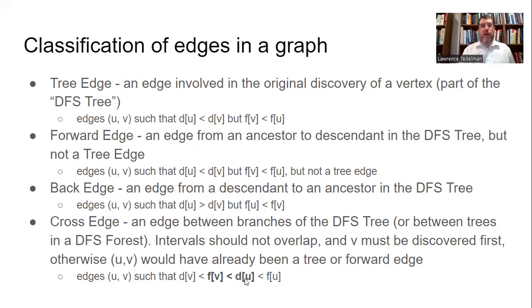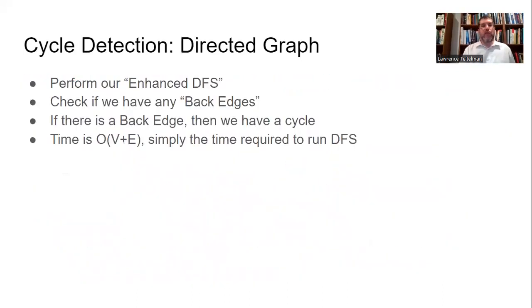Okay, so that's the relationship between the classification of the edges and these discovery and finish times. Now, why is this useful? It sounds cool, we can classify them, but is there a purpose to it? There are a bunch of purposes. One of them is to determine if we have a cycle in a graph. Why is it important to know if we have a cycle in a graph?